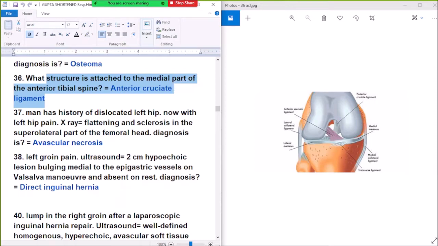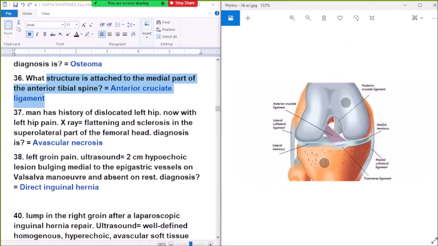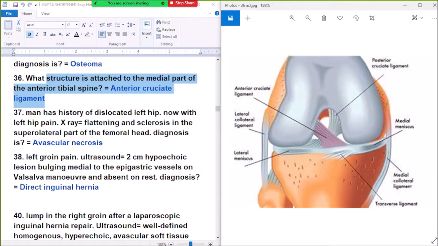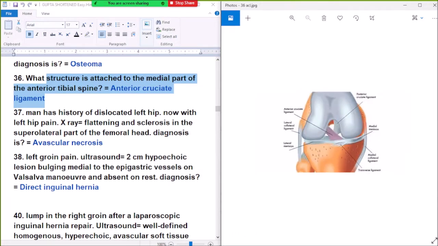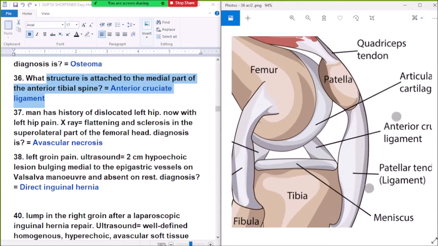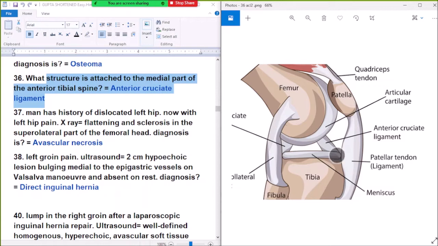Question 36. Which structure is attached to the middle part of the anterior tibial spine? Anterior cruciate ligament.